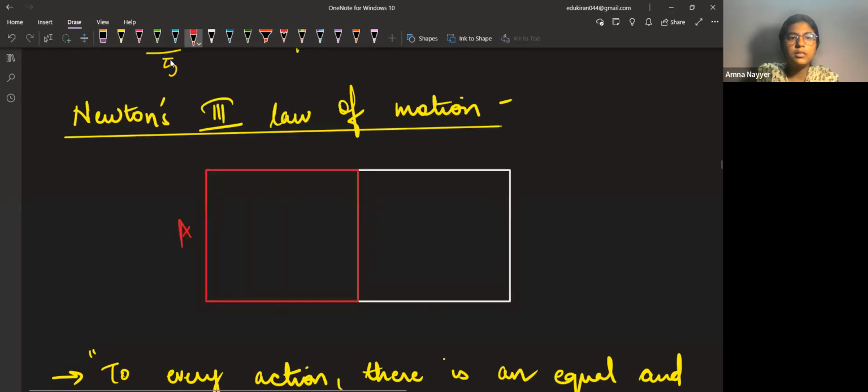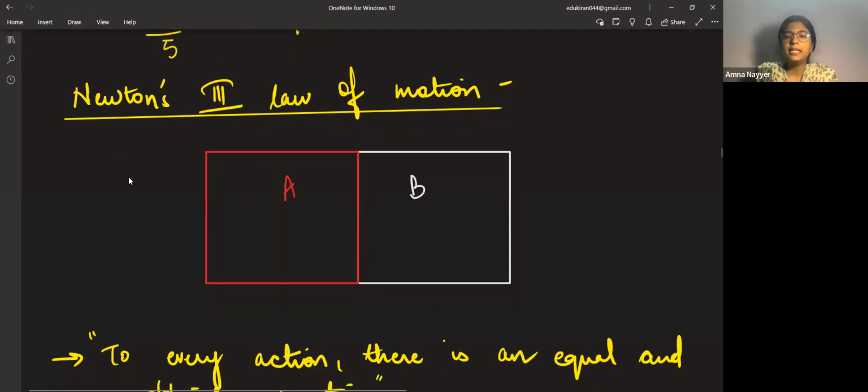These are two blocks. This is A block and this is B block. Now see, suppose A has exerted a force. When they are placed in contact with each other, none of them is moving, right? The reason is that whatever force A is exerting on B, suppose F is the force of A on B, exactly the same amount of force is being exerted by B on A, right?